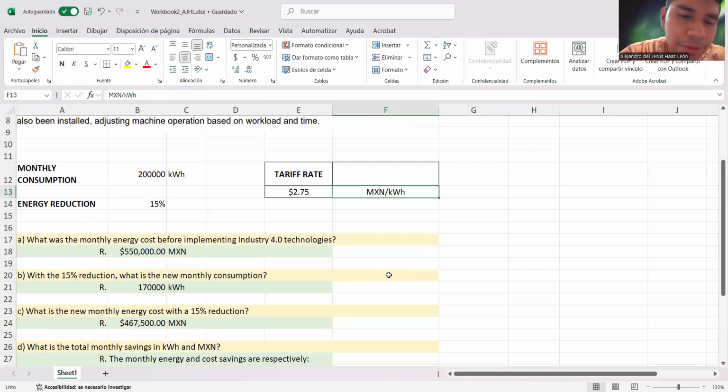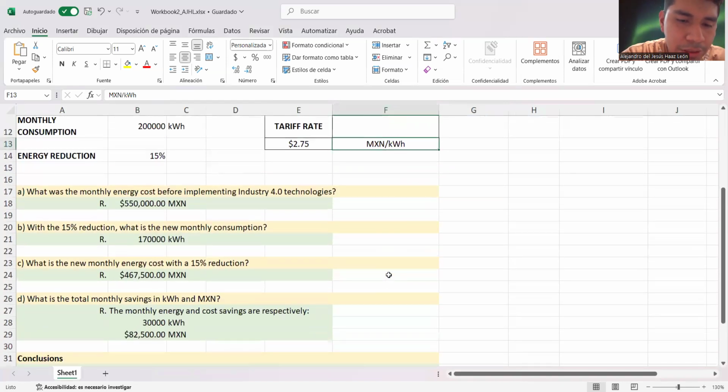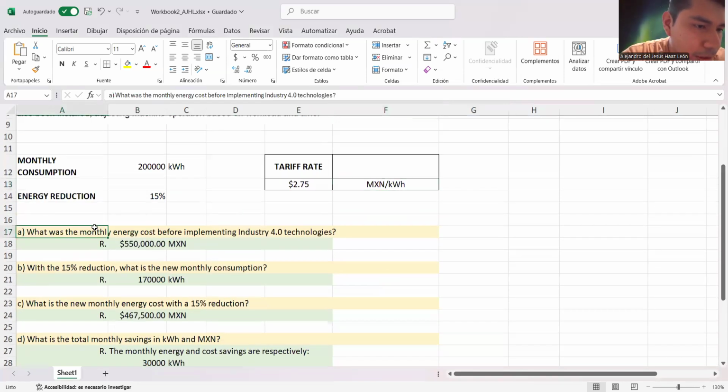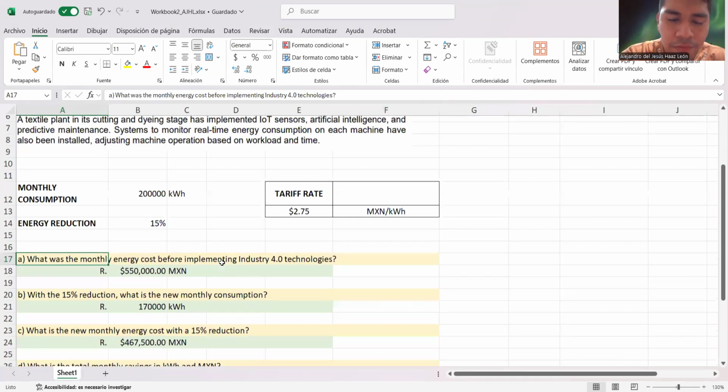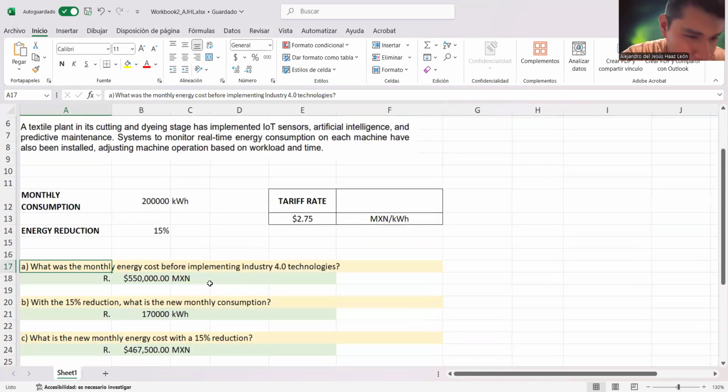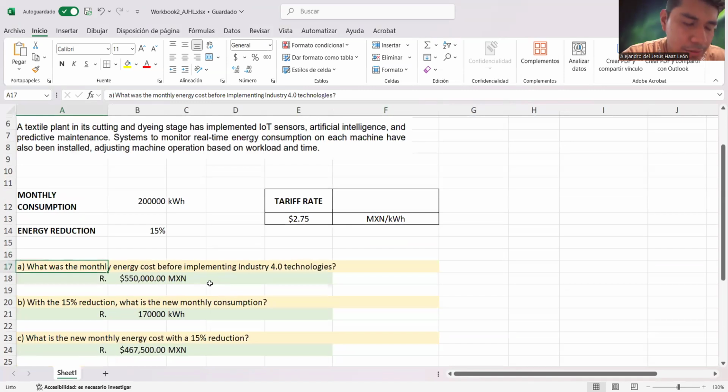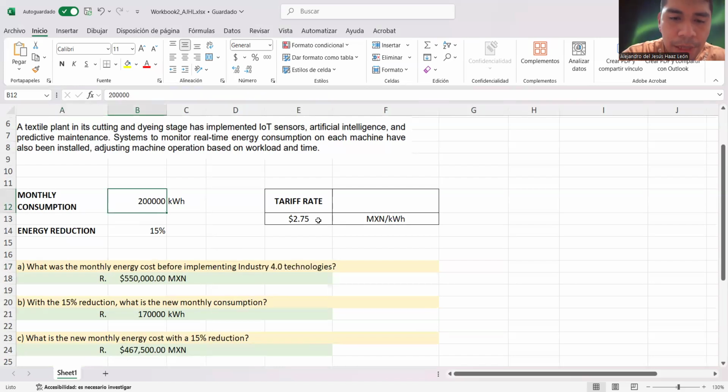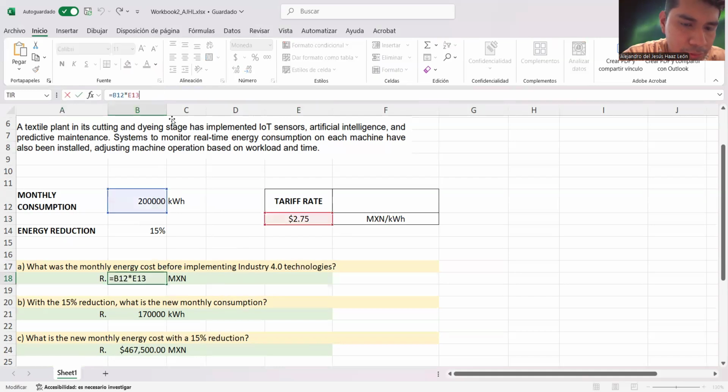And well, we're going to talk about the questions that we answered in this exercise. The first question was about what the monthly energy cost was before implementing Industry 4.0 technologies. In this case, the calculation is simple. We just need to multiply the monthly consumption by the tariff rate, and we obtain this result. We can see here.